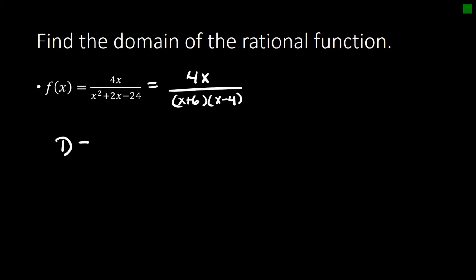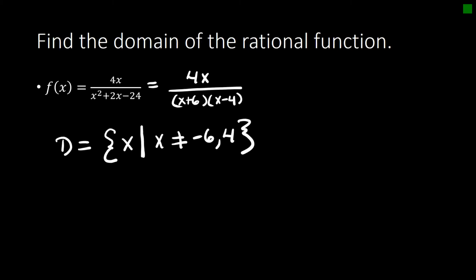So our domain in set notation is the set of all x. That vertical line means such that x does not equal negative 6 or 4. And then you close the set.